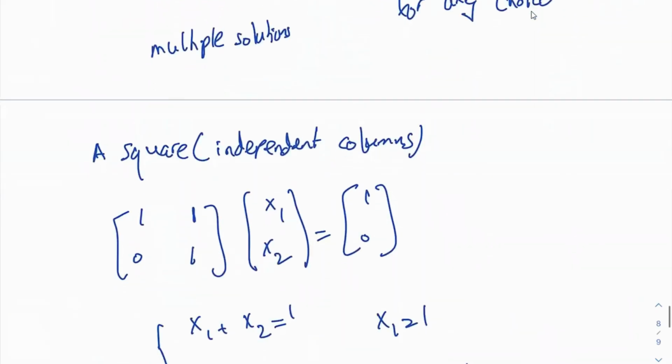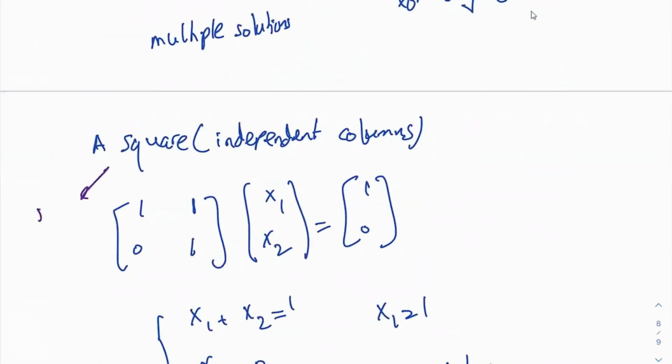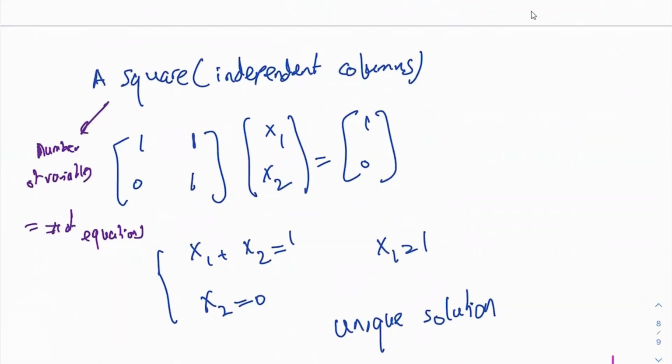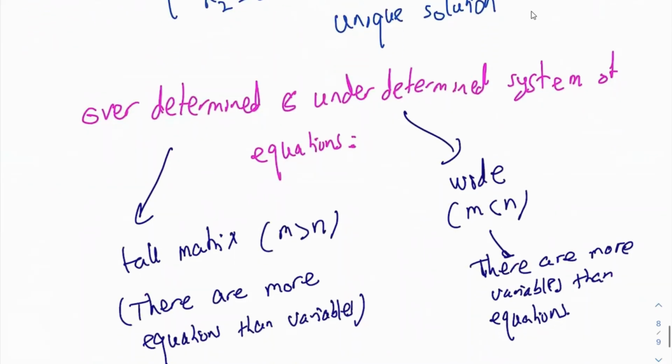Now, when you have a square matrix, meaning the number of variables is equal to the number of equations, right? And you have independent columns here, then you have a unique solution. So when you have a square matrix with independent columns, you have a unique solution. For example, here you have x1 plus x2 is 1 and x2 is 0. So x1 must be 1.